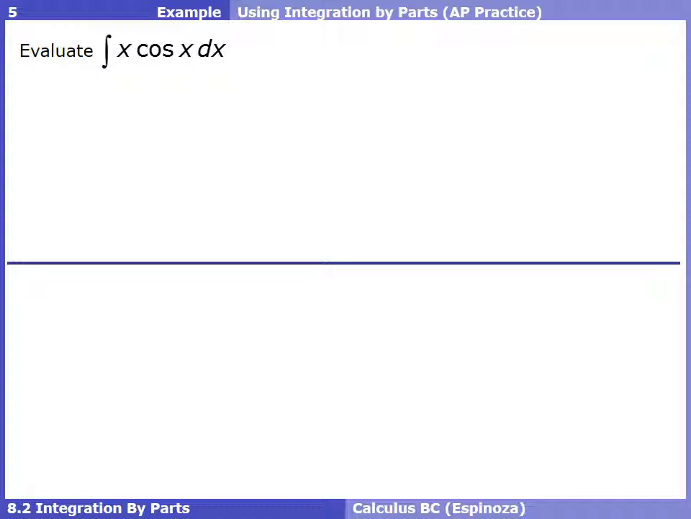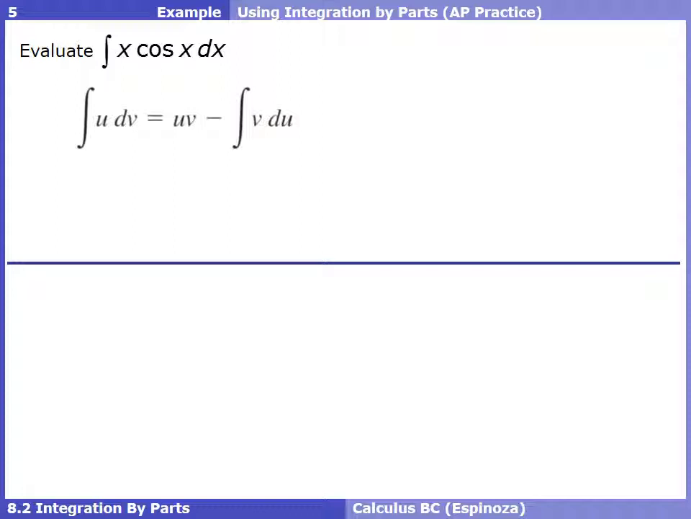Can we call something u to make this problem work out nice and easy? Well, our only option would be x. That's not going to help us. The only other option would be cosine x. That's not going to help us. So this is definitely a use of integration by parts, because we have two functions being multiplied by each other, where a simple u substitution will not work. So because of that, we need to use our integration by parts formula.